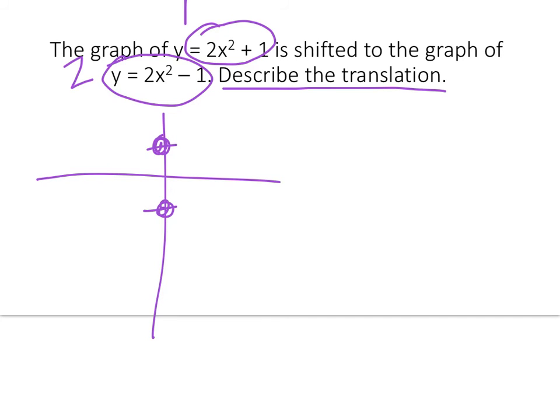Okay, so to describe that translation, the graph translated 2 units down. And that's all you have to write.